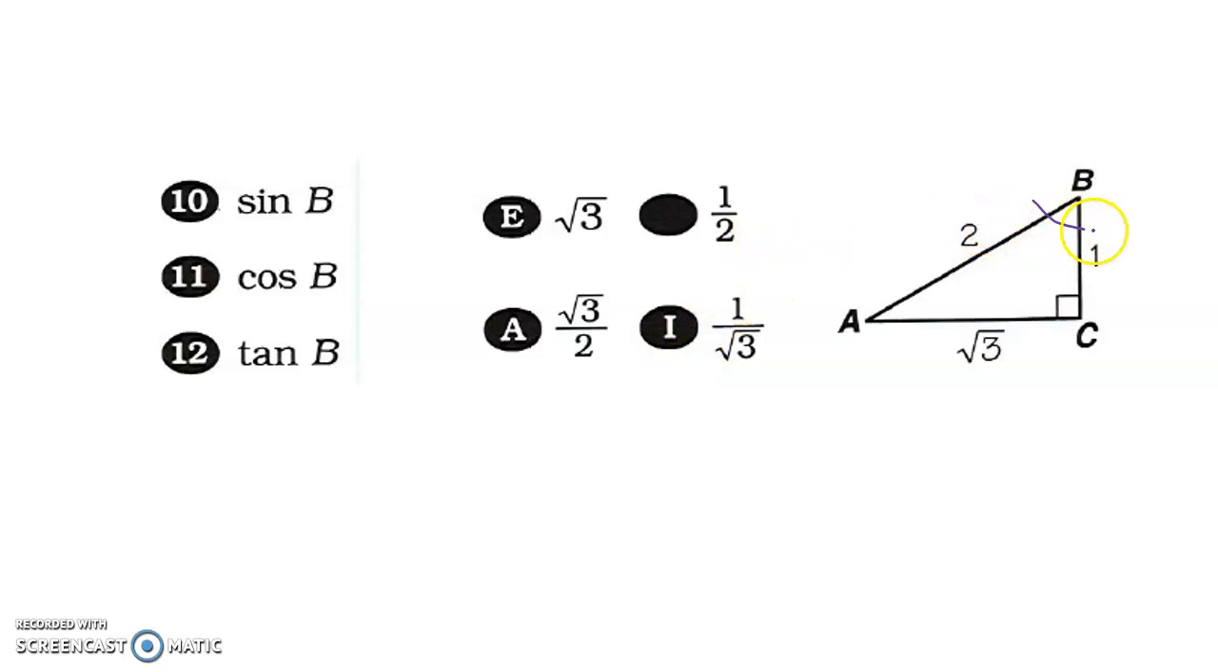Label from angle B: hypotenuse, adjacent, opposite. I'm going to go ahead and give this a letter of S, we'll say, just because. Sine is opposite over hypotenuse, square root of 3 over 2. Cosine is adjacent over hypotenuse, which is 1/2. And tangent is opposite over adjacent, square root of 3 over 1, which is just the square root of 3.